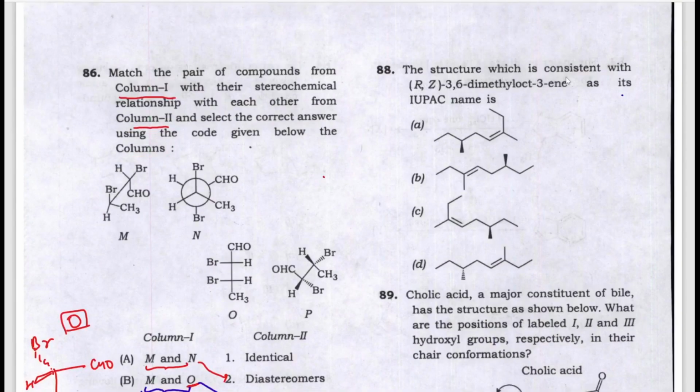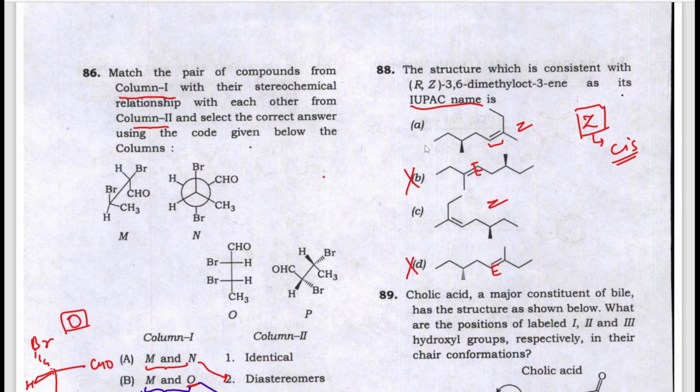In the next question, the structure which is consistent with this as its IUPAC name is, okay. So in these four cases, first of all, we have to pick that structure which has Z form of alkene. Okay. So Z form, that is cis form. Okay. And in the A and C options, both the alkenes are Z. And this is E form. And this alkene also has E form. So both B and D options are incorrect.